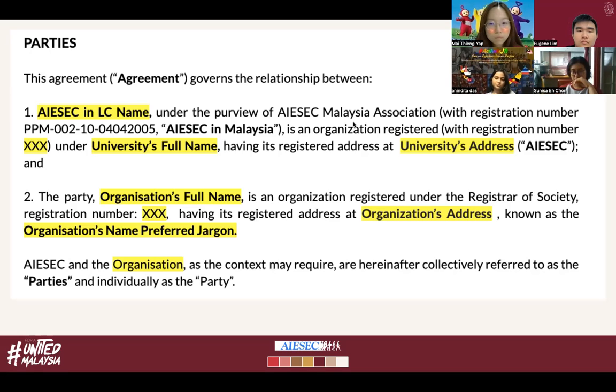So the same applies for the parties part. Remember to write the full name, organization address, registration number, and jargon. Some people don't know what it means, but basically it's a more widely used term, which is not official. For example, we have McDonald's, but we say McD. So McD is a jargon. So if the organization has a preferred jargon, then you just use that jargon. So that's about it for the first part.